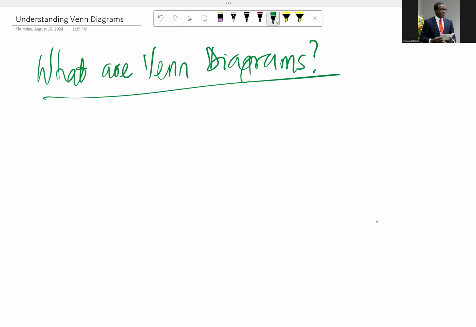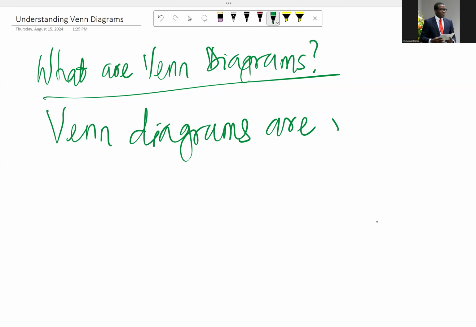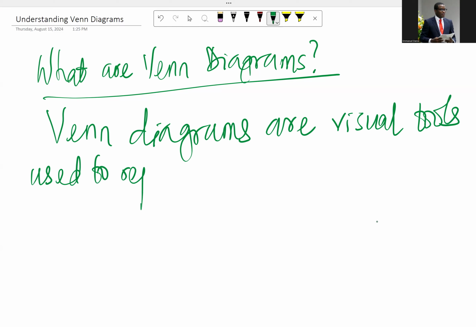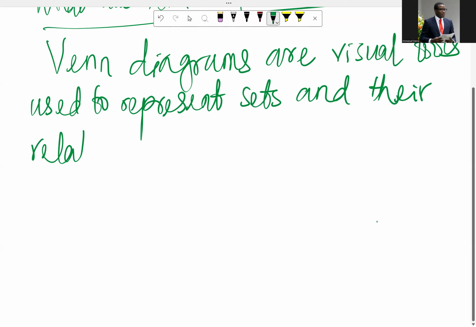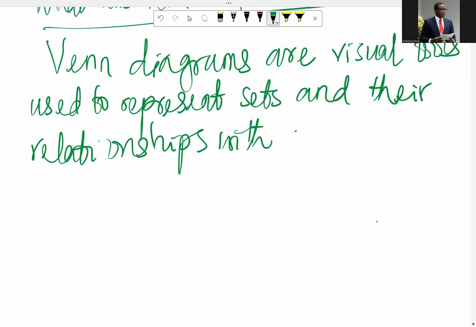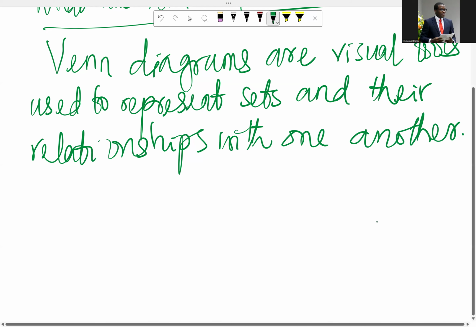And we need to know that Venn diagrams are visual tools used to represent sets and their relationships with one another. That is what Venn diagrams are.